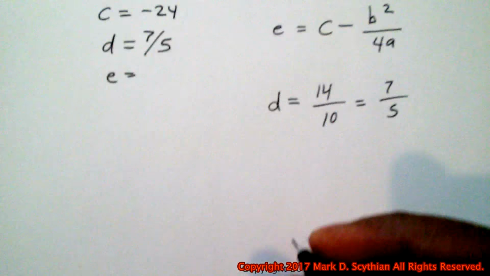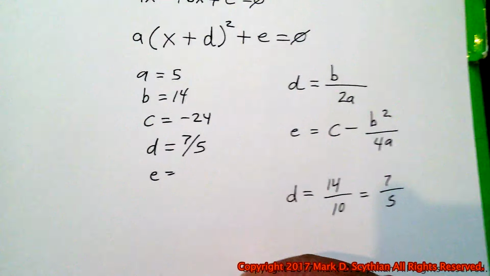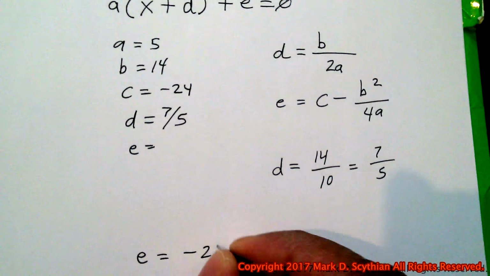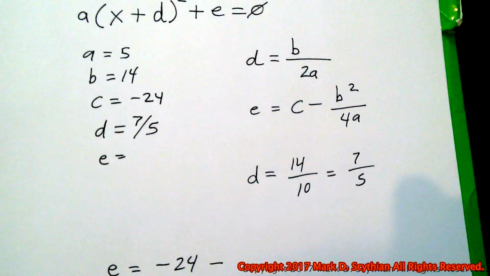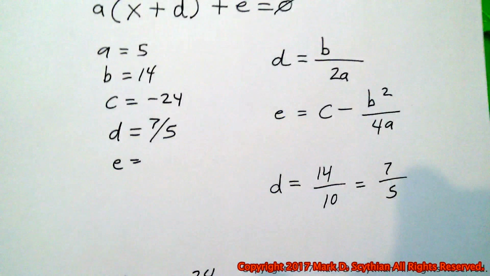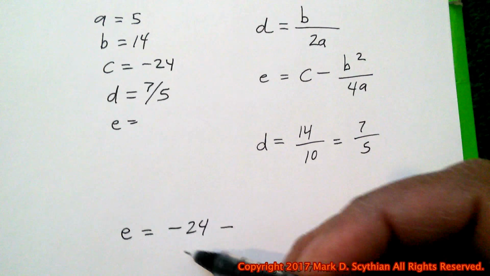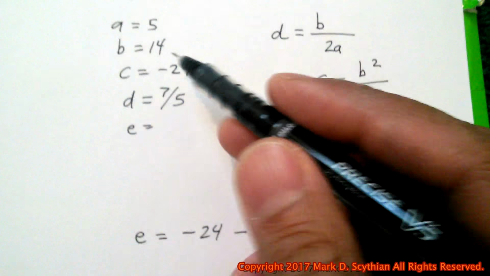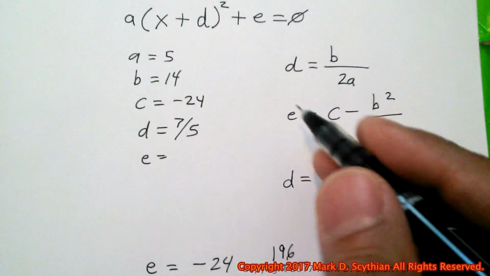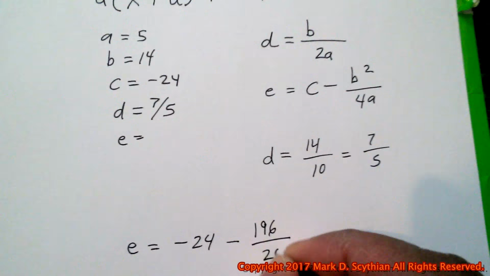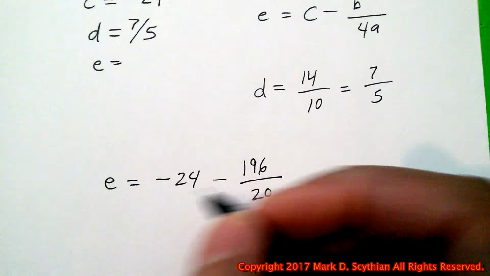And then e is equal to, I'm going to go out here a little bit so we have space. E is equal to c, which is minus 24, not 14, minus b squared. So 14 squared, let me see what that is. 14 squared is 196. So look right here. C is minus 24 minus b squared, which is 14 squared, 196, divided into 4 times a, or 4 times 5, so 20. So we can reduce this fraction here to lowest terms before we subtract the fractions.